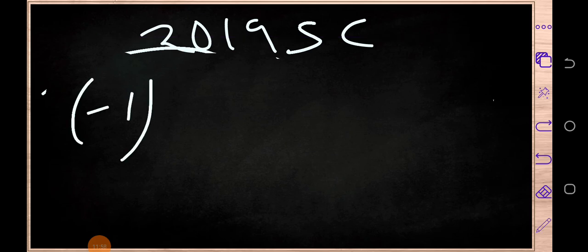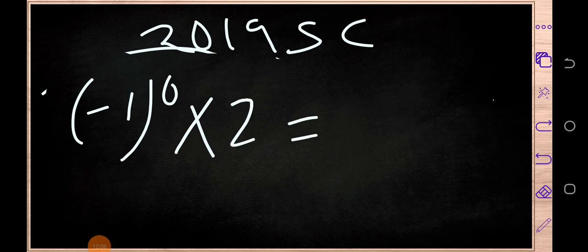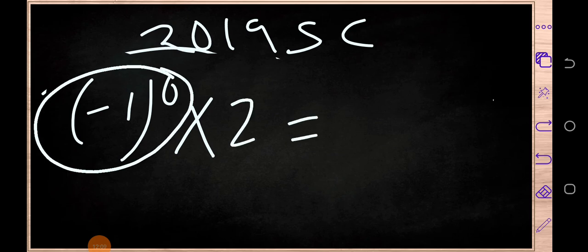So I've got -1 to the power 0 multiplied with 2. So this is equivalent to 1 multiplied with 2, and the answer is 2.